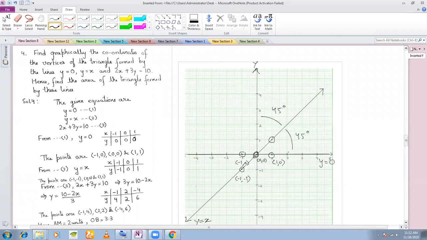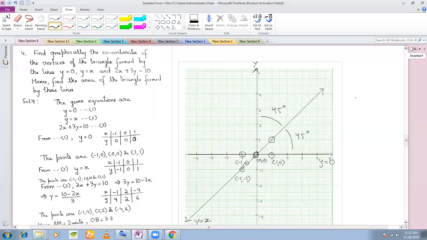So what are the 4 things that we have learned? The line x is equal to a will always be parallel to the y-axis and at a distance of a units from the y-axis. The line y is equal to b will be parallel to the x-axis and at a distance of b units from the x-axis. The sign of b will determine which direction, the upper side of the x-axis or the lower side of the x-axis.